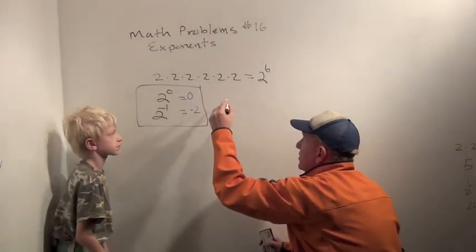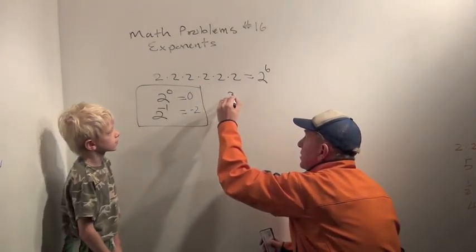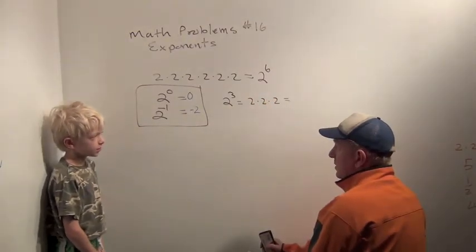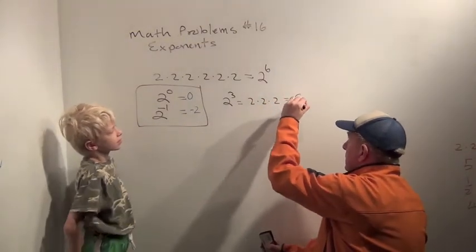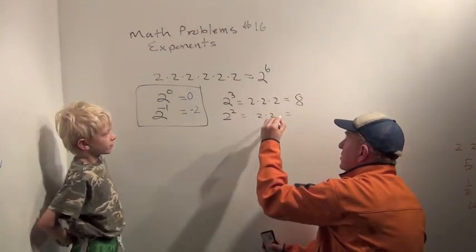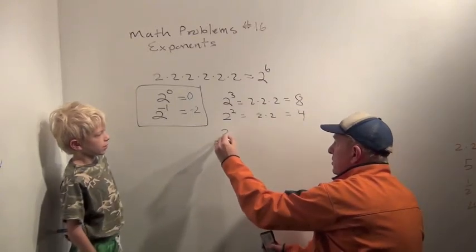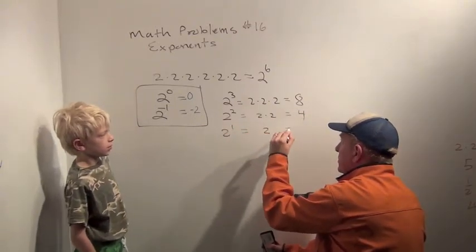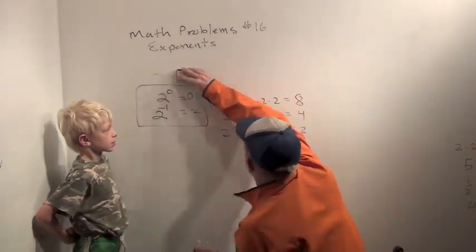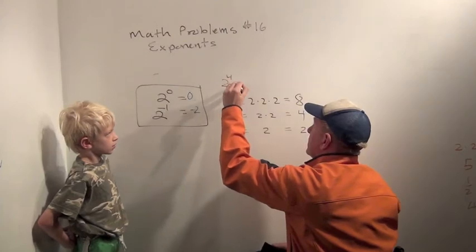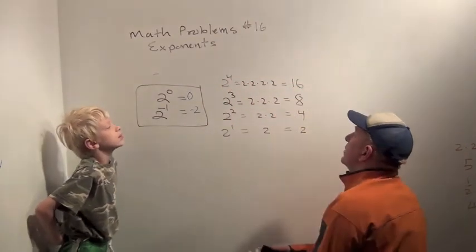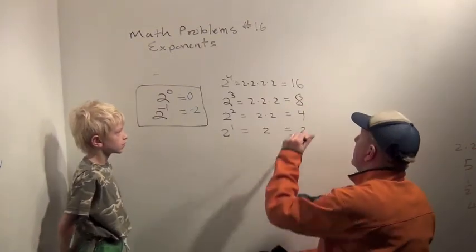So instead of starting out at 2 to the 6th, I'll start out at 2 cubed, which is 2 times 2 times 2, which is? 8. 8, very good. 2 squared, which is 2 times 2, which is 4. 2 to the 1, which is just 2. And maybe I should have started at 2 to the 4th. 2 to the 4th is 2 times 2 times 2 times 2, which is 16. Okay.